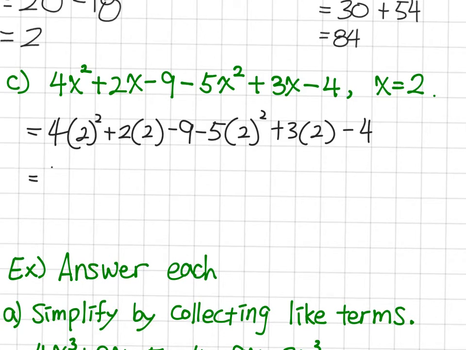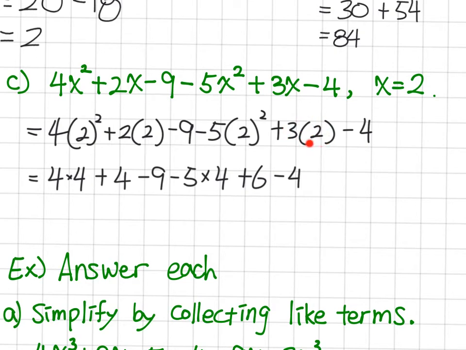Now, 2 squared is 4. Then plus 2 times 2 gives you 4. Minus 9. Then minus 5 times 4, since 2 squared is 4 again. Now plus 6, because 3 times 2, and then minus 4. Now, just in case you don't remember this, if you have numbers right beside each other, separated by the bracket, that means you're multiplying these two numbers, okay? So then this becomes 16 plus 4 minus 9, now minus 20, that is negative 5 times 4, plus 6, and then minus 4.